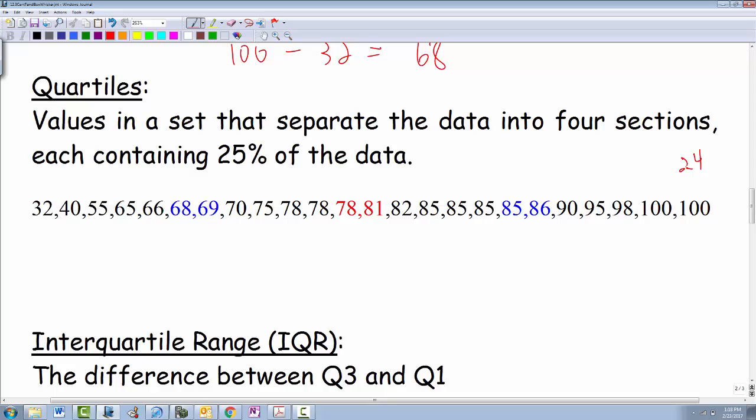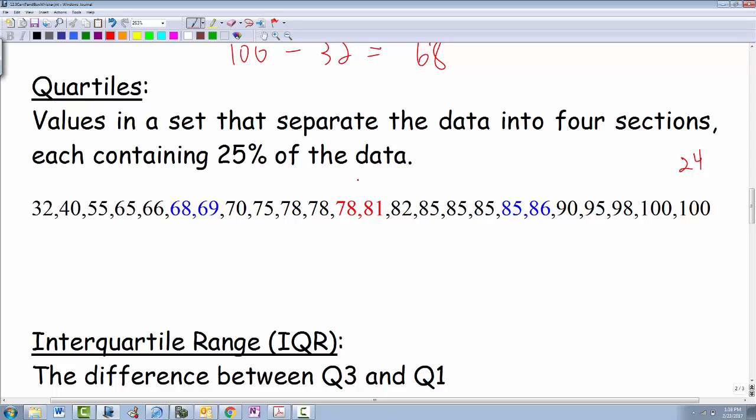There's 24 total numbers in the list. Yesterday there were 17, so the 9th number in the list was the median in the middle. Now what we had to do to find Q1 and Q3 was ignore that middle number, because 8 numbers were before it, 8 numbers were after that, and then we found Q1 and Q3 from those 8 numbers.